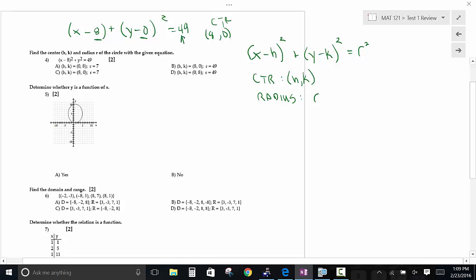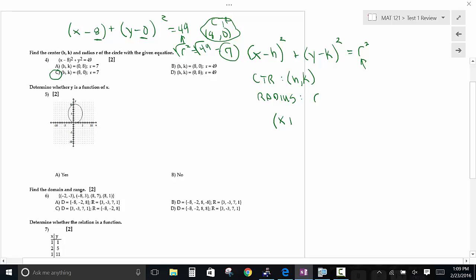And then the radius is not 49, because that's the square of the radius. So what's the radius? 7. That's really r squared equals 49, so if you take the square root of both sides, you get that the radius is 7. So you have that center and that radius, and it looks like the answer to that problem is choice C.